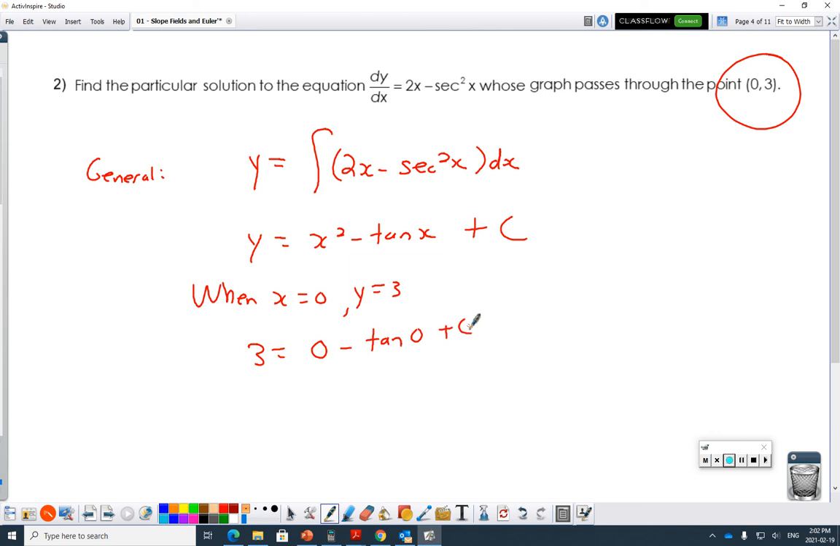Oh, what's tan of 0? Sine of 0 over cos of 0. Cos of 0 is 1, and sine of 0 is 0. That's also 0, so 3 equals c. Therefore, y equals x squared minus tan x plus c is the particular solution. It's no longer a family of solutions. I know exactly which solution I'm talking about.